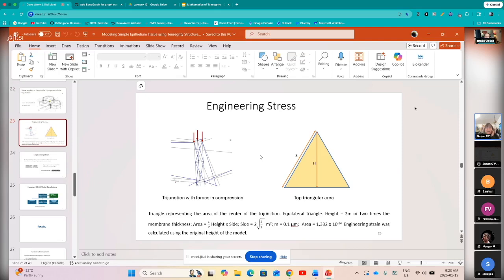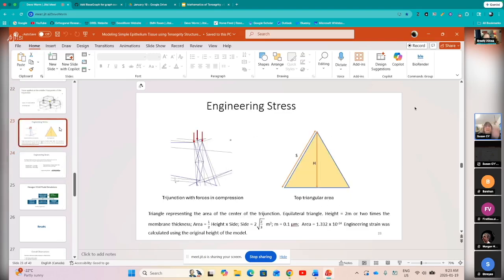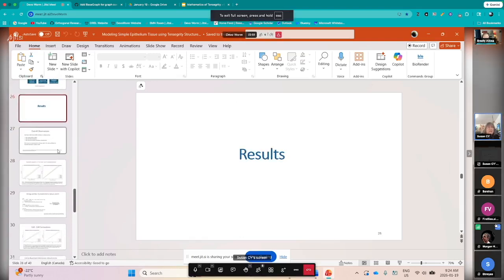Okay, so I was measuring engineering stress, and it's on this top triangle on these 3 points. I should have had this earlier. I suppose it would have flowed better, but I didn't. And then I did engineering strain. So I measured the change in height to the initial height. These are the results here.